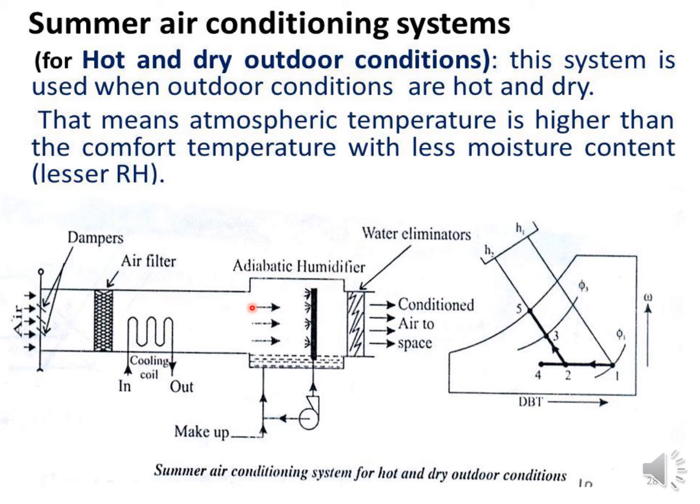Next, it will be passed to the adiabatic humidifier. Adiabatic means no heat gain, no heat loss, only things changing inside. Humidifier means increasing the moisture content in the air. Suppose there is some 10% moisture here. If I add moisture, it may become 40% or 60% as per our requirements.